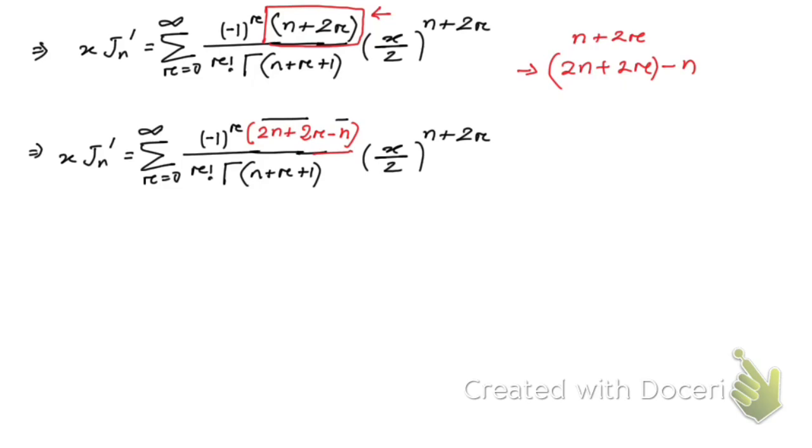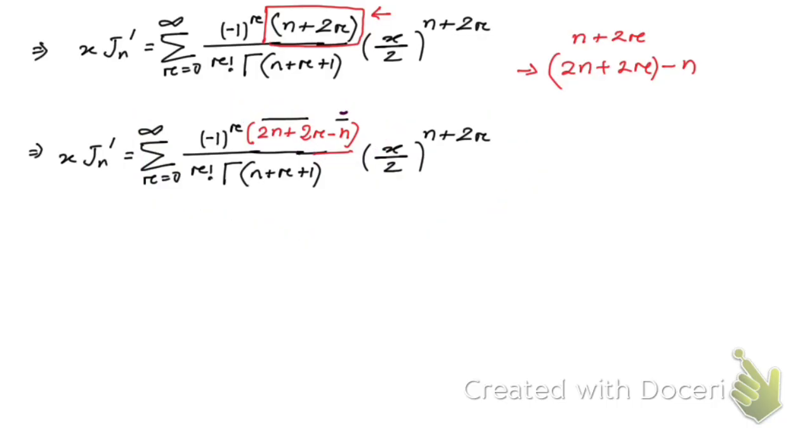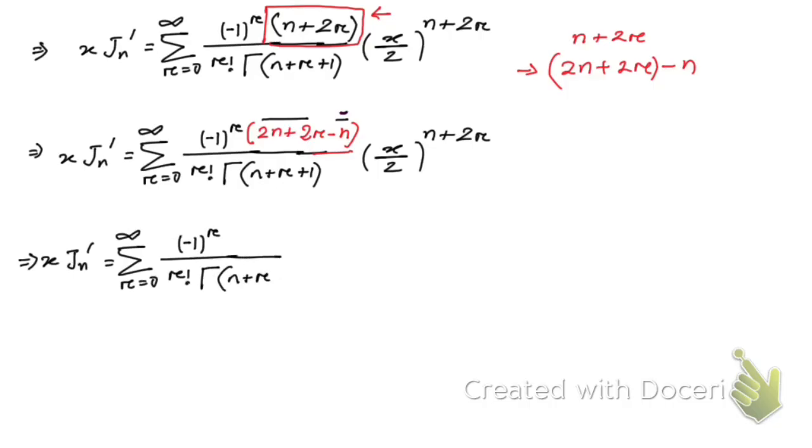Now you split this term. If you open this bracket, then this whole term will be multiplied to this part, then this part. Hope you have understood what I'm trying to say. So then what you will get? First, if you just open the bracket, then you're gonna get this here, twice n plus twice r, and it should be multiplied with minus n also. So here we're gonna get this.